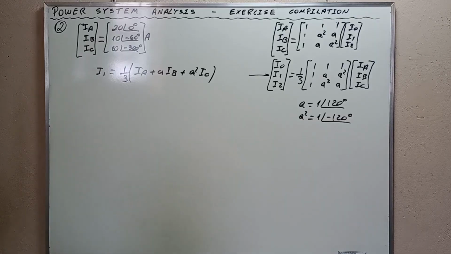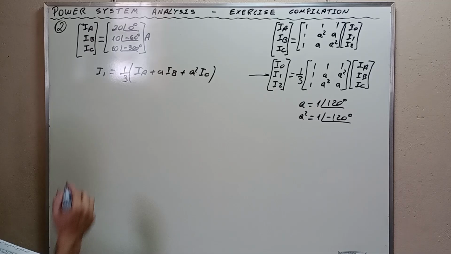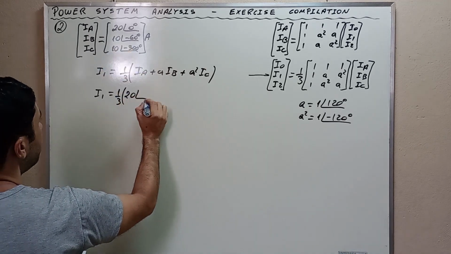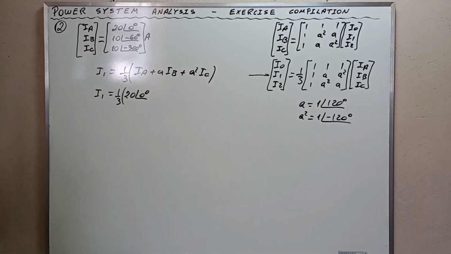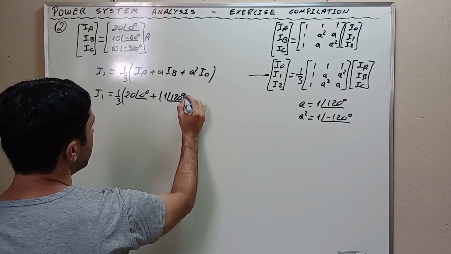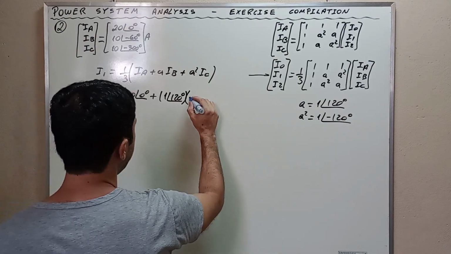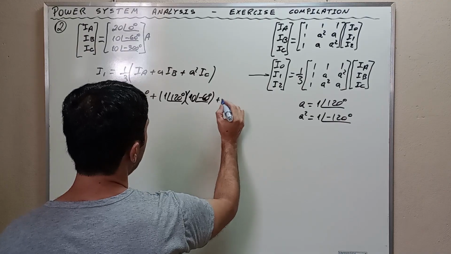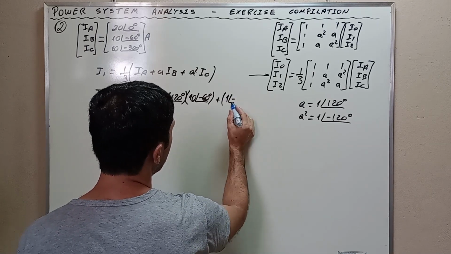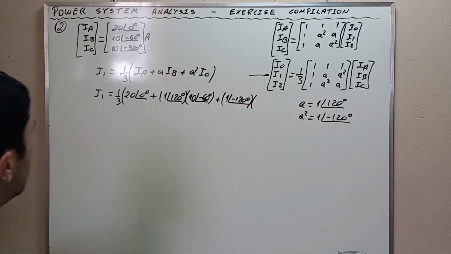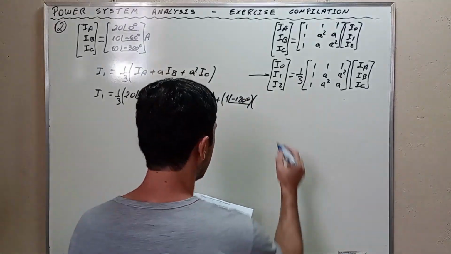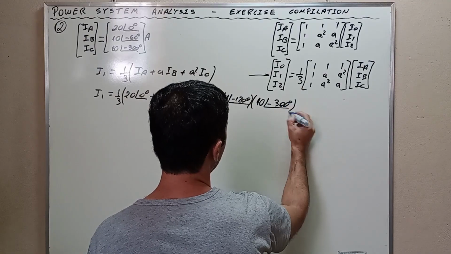Okay? This is simple matrix multiplication, and substituting the values, we find that I1 is equal to a third of 20 phase 0 degrees, which is the current along cable A, plus A, which is 1 phase 120 degrees, multiplying IB, and IB is 10 phase negative 60 degrees, plus 1 phase negative 120 degrees multiplying IC, which is equal to 10 phase negative 300 degrees, okay?